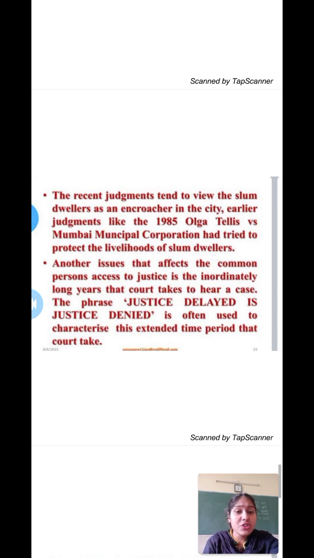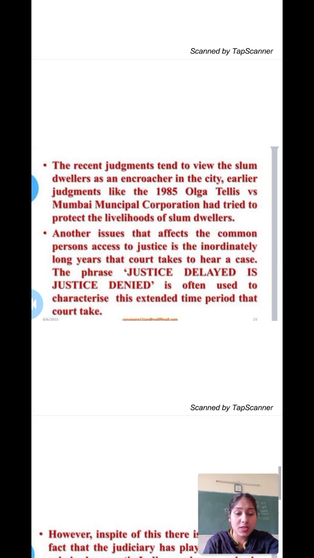Another issue that affects the common person's access to justice is that the court takes a long time to hear a case. As we all know, the phrase is justice delayed is justice denied. Why is this phrase used? It is used to characterize the extended time courts take to hear a case and give a final judgment. That is why we say justice delayed is justice denied.